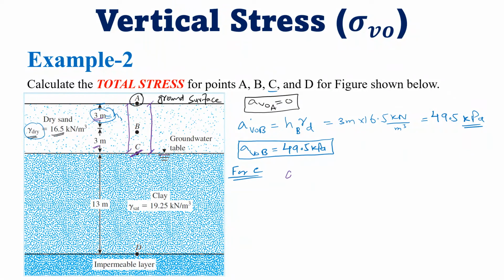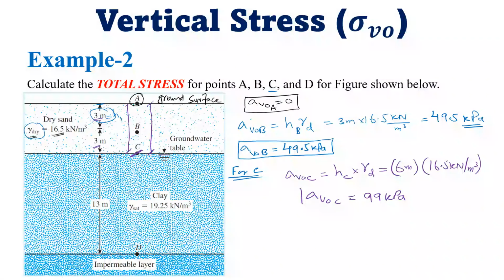So sigma V naught C will be equal to HC, meaning the depth of soil above C, times gamma D, the unit weight of soil above C. HC is 6 meters and the unit weight of soil is 16.5 kilonewton per meter cube. So sigma V naught C will be equal to 99 kilopascals. So this is the stress at point C.